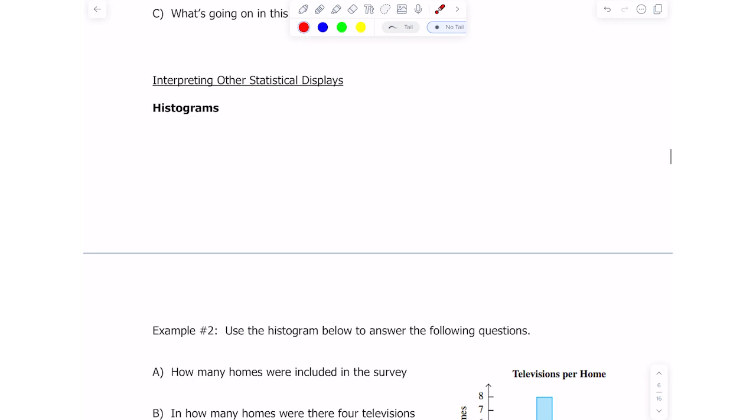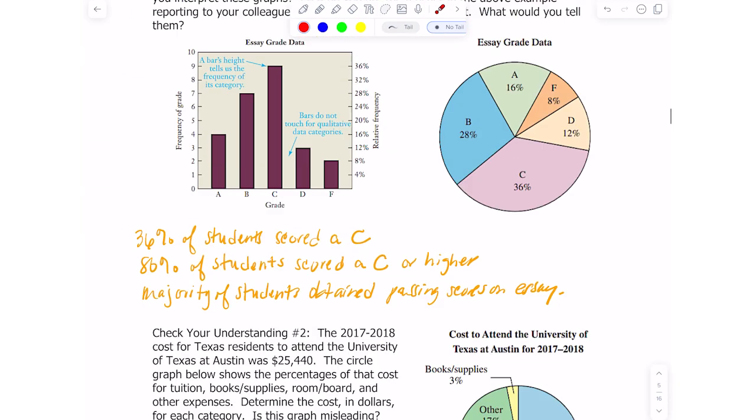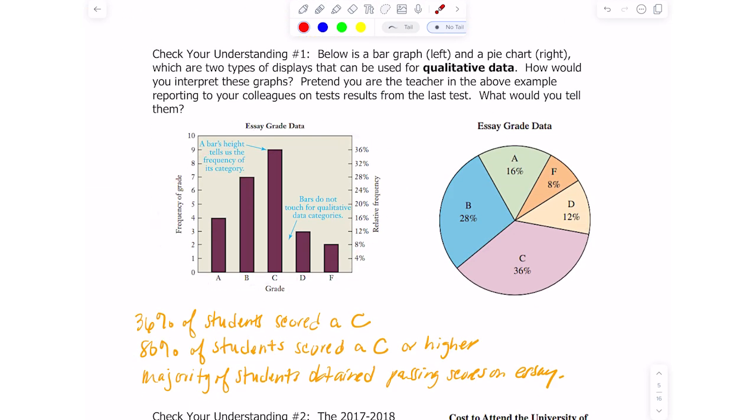So we're going to look at some other graphical displays. One of those is called a histogram. A histogram is kind of like a bar graph, but the bars touch. So if you go back and look at the bar graph here, notice that there are spaces between the bars. The reason is because bar graphs are used for categorical data. And if it's a category, it really doesn't have to be in order. I could take these bars and put them in a different order, and it wouldn't matter.